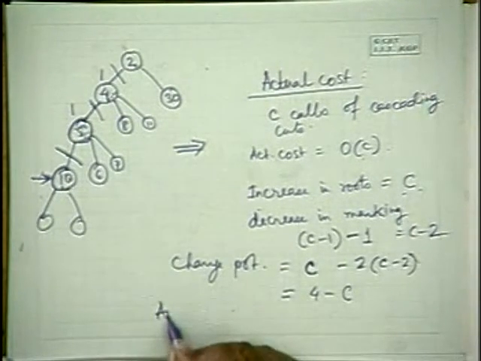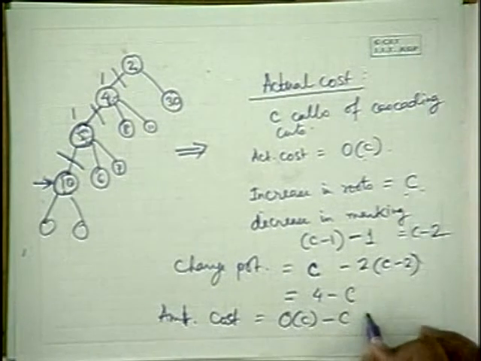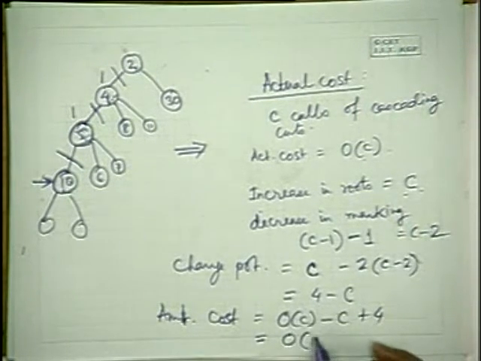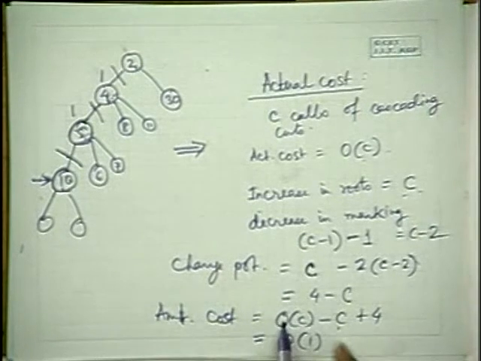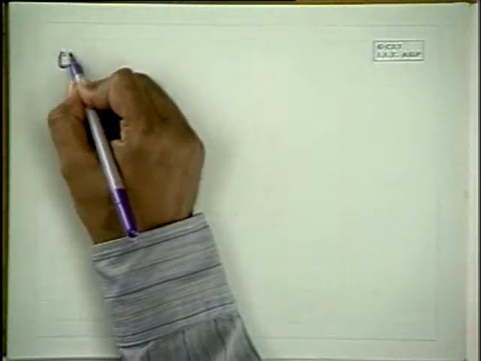So what is the amortized cost? The amortized cost is order of C minus C plus 4, which is exactly order of 1 if you scale up the potential function. The order of C and C cancel. But in a Fibonacci heap, what is the maximum degree of any node? I told you that some of the trees are not exactly binomial trees anymore, so I cannot claim that. So let us see. First, for doing that, this is the claim.